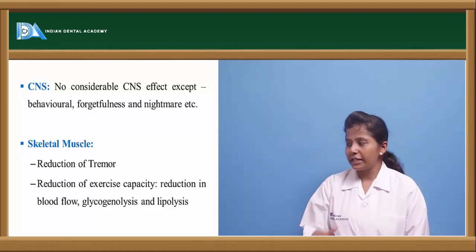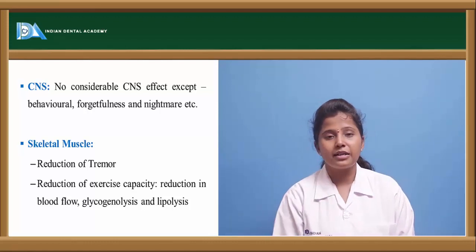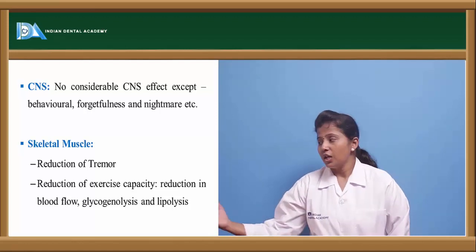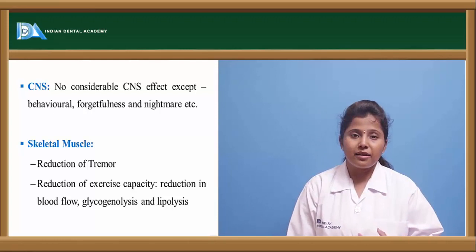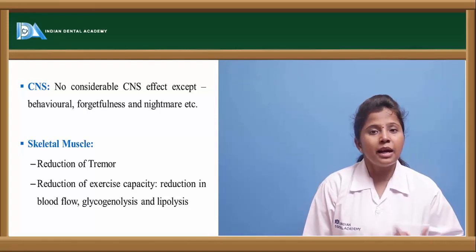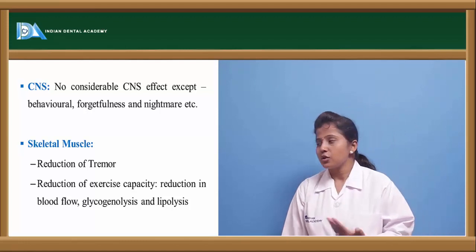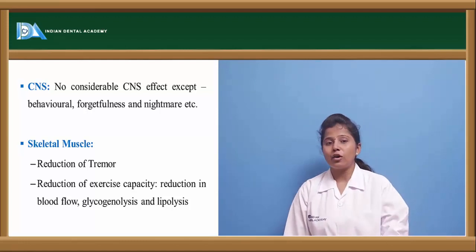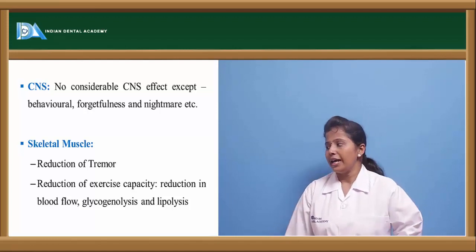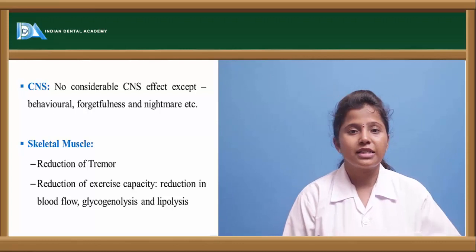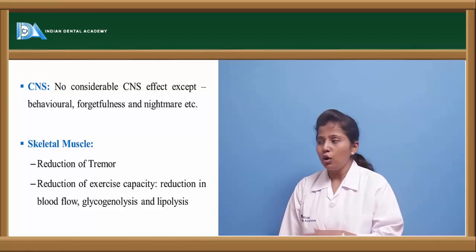And there will be a reduction of exercise capacity, as these beta receptor antagonists lower oxygen consumption levels. If the oxygen consumption is not good, then we won't be able to do massive exercise. So there will be a reduction of exercise capacity, where it causes decreased blood flow, and it causes glycogenolysis. So what is glycogenolysis? A breakdown of glycogen to glucose.